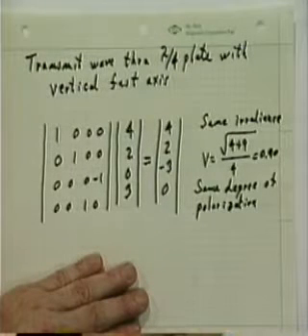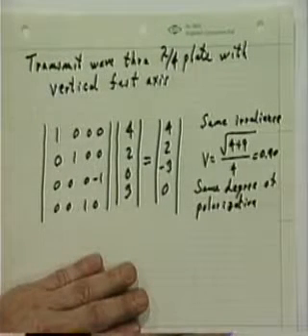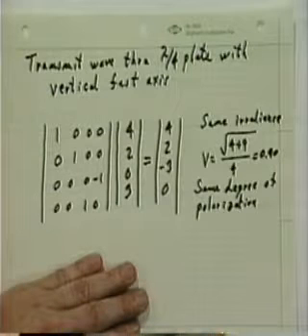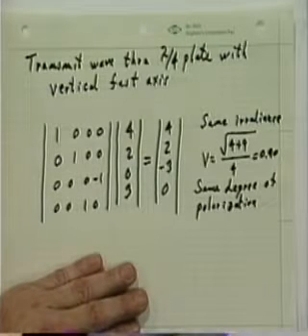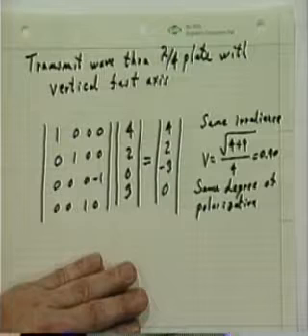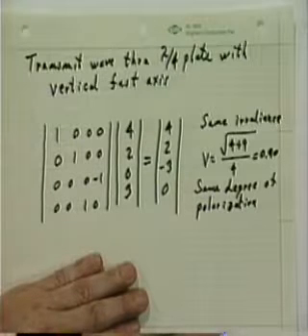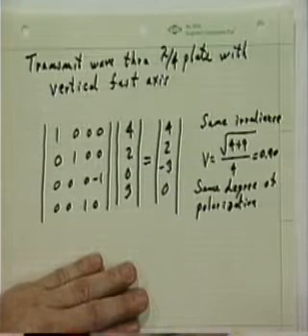Let's see, before we had a partially elliptical wave. In fact, we said it was close to being right circular, but it was elliptical. How about the state of polarization here? Is it elliptical?